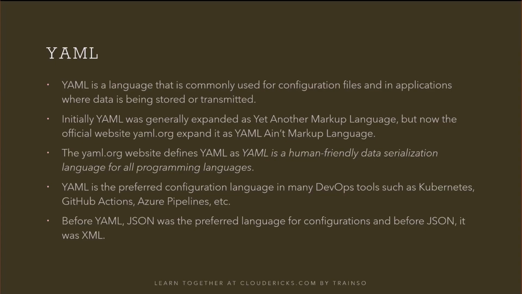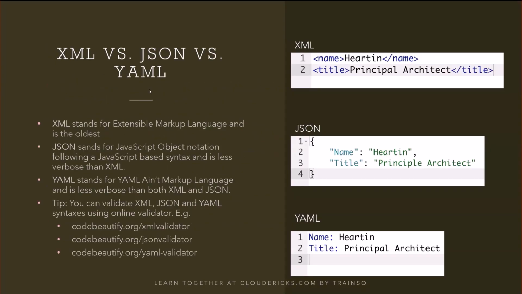The YAML.org website defines YAML as a human-friendly data serialization language for all programming languages. Before YAML, JSON was the preferred language for configurations, and before JSON, it was XML. This is a quick comparison of the syntaxes of XML, JSON, and YAML. XML stands for Extensible Markup Language and is the oldest and most verbose.